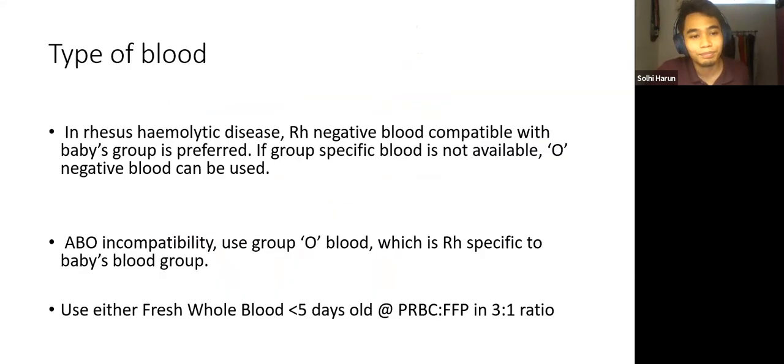Okay, so the type of blood that you want to give to the patient in rhesus hemolytic disease, we give rhesus negative blood compatible with the baby's group. But if the group specific blood is not available, we can give O negative blood lah. In the case of ABO incompatibility, we use group O blood, which is rhesus specific to the baby's blood group. So we can give either fresh whole blood, preferably irradiated, less than 5 days old, or packed red blood cells and FFP in a 3-to-1 ratio.